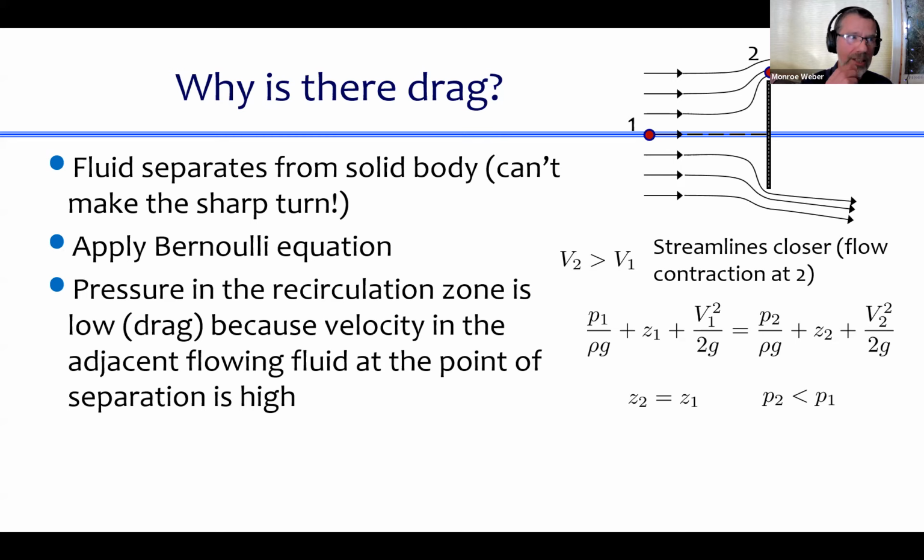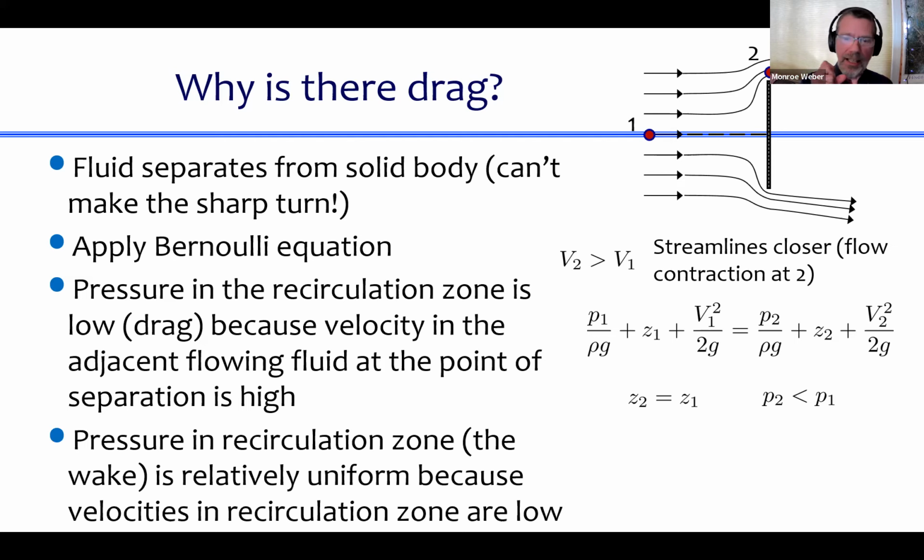With very simple logic, we're able to show that the velocity at the point of separation is high, and that because of the Bernoulli equation, that means that the pressure is low, and that means that the pressure in the wake is low. And what it tells us is anything that we could have done to make the streamlines further apart at the point of separation would have made the pressure in the wake higher and would have reduced the drag on the object. And there's a whole field of streamlining that is about doing precisely that.